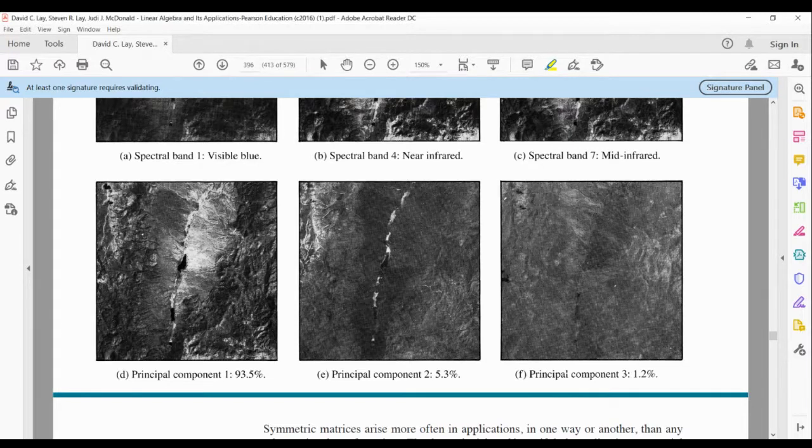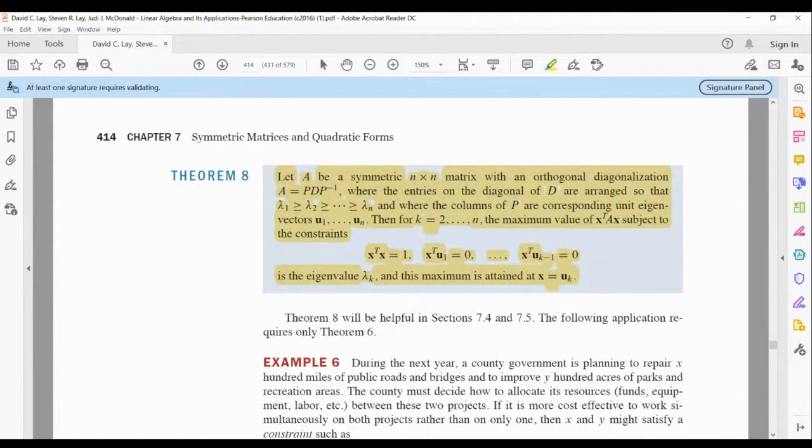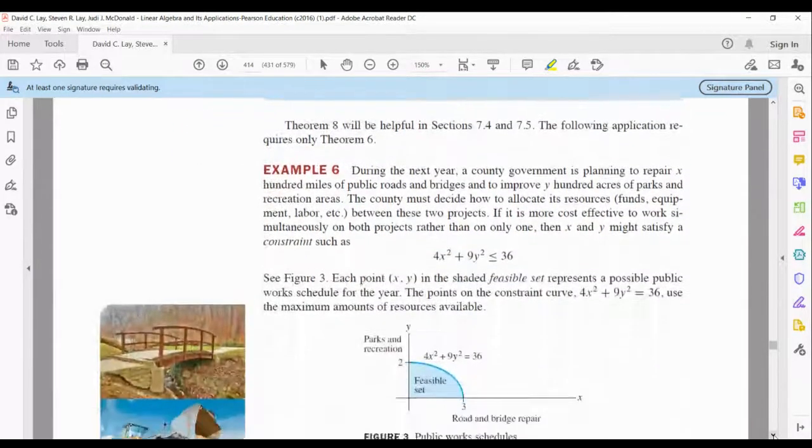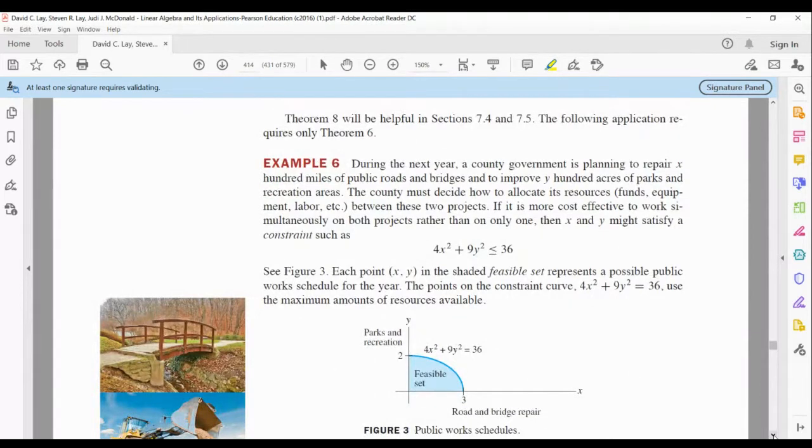But that being said, one moment, let me go back to the page I was at. We were in section 7.3, page 414. They have an example here where they talk about what's called a feasible set. How many have heard of a feasible set, like when you would have lines and inequalities, and a feasible set that's the intersection of all the inequalities? It was called a feasible set.